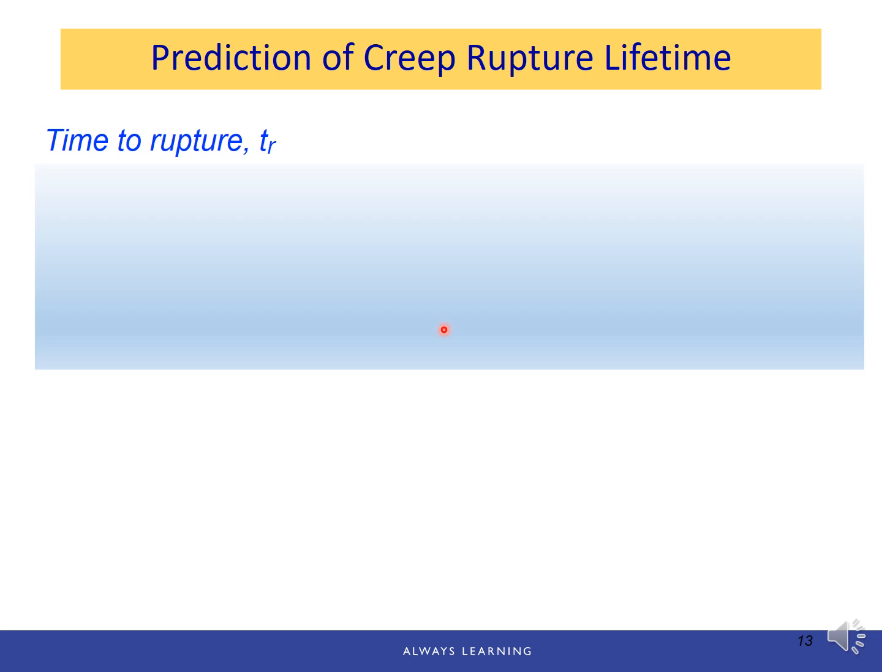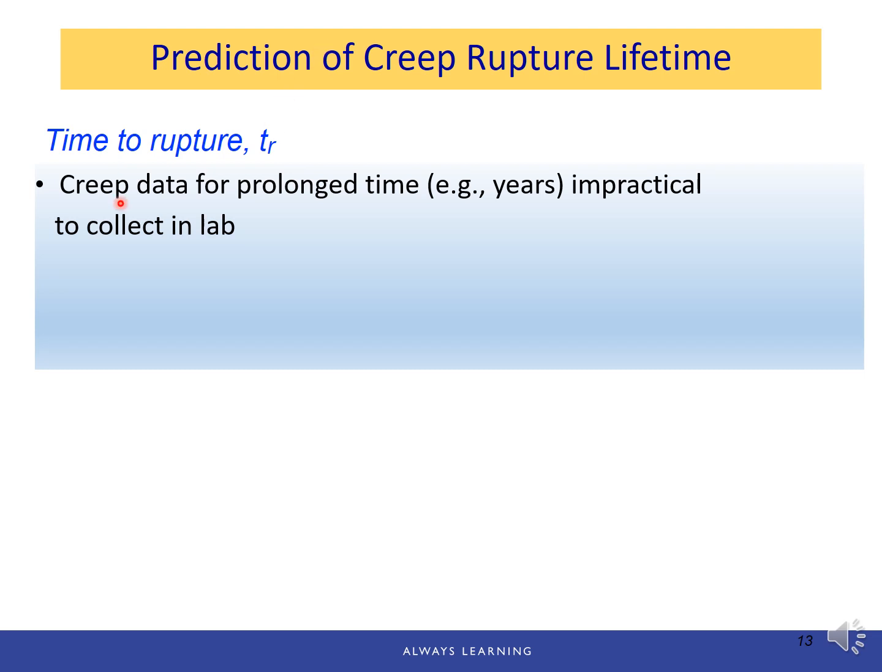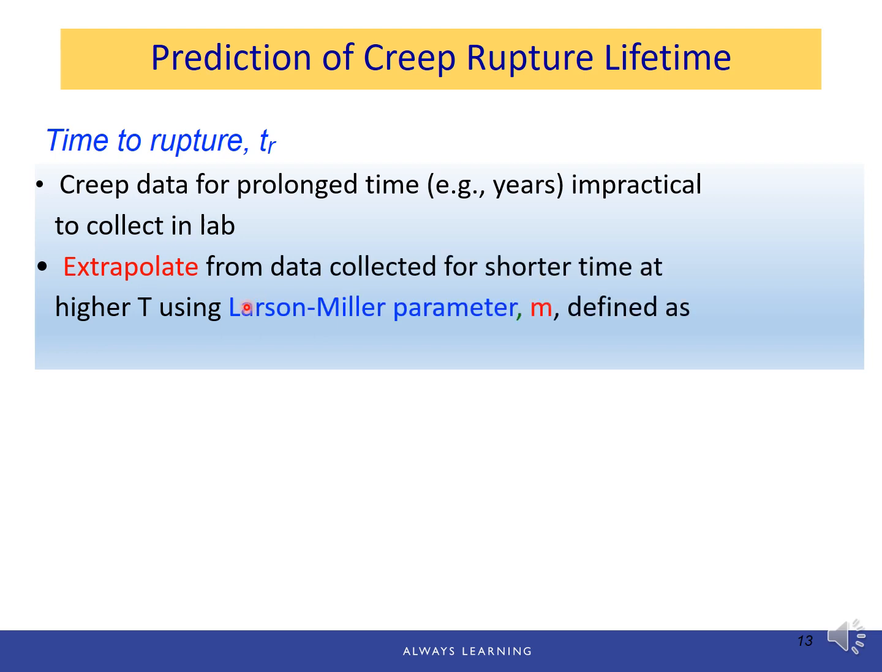The most important creep property that can be obtained from the creep test is the time to rupture, T sub r. However, in some situations, for some given stress level and temperature, the time to rupture is on the order of years, which means it takes years for the specimen to finally rupture. So in those cases, it is impractical to collect the creep data in a lab. One solution to this problem involves performing the creep tests for a shorter period of time and at a comparable stress level, and then making a suitable extrapolation to predict the creep rupture lifetime T sub r.